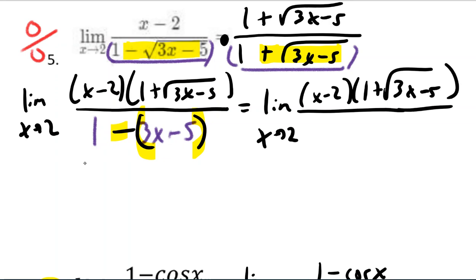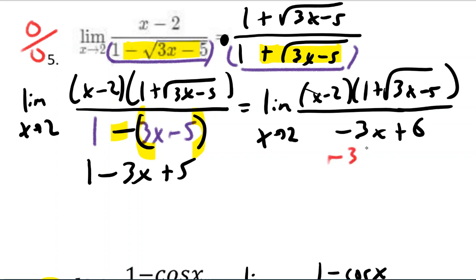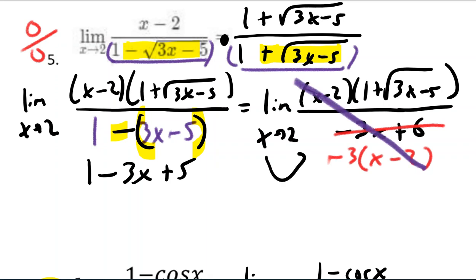Okay, down here I've got 1. I could distribute this negative. I could combine 1 and plus 5 to get plus 6. And then I know this needs to look something like this. So if I was to factor out a negative 3, do a GCF, now something cancels, the x minus 2's. And then I can probably finish with direct substitution now.